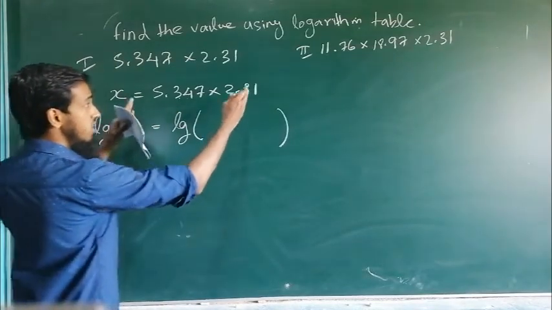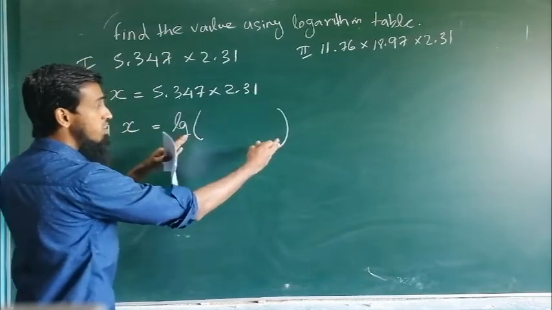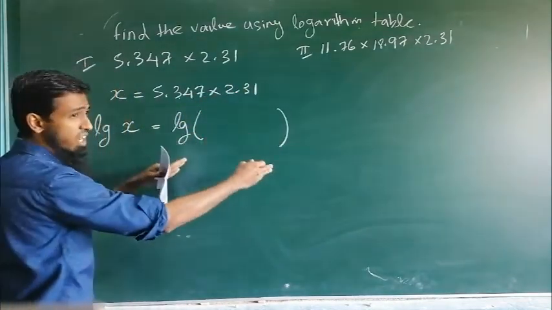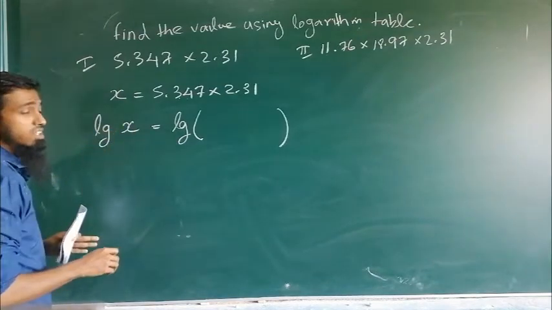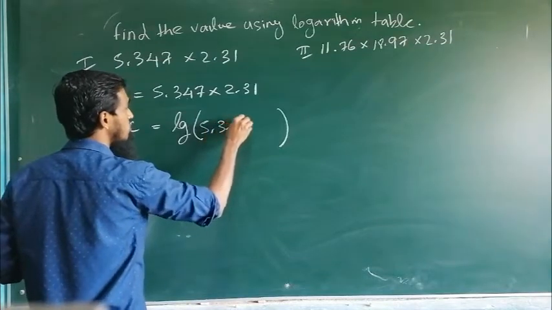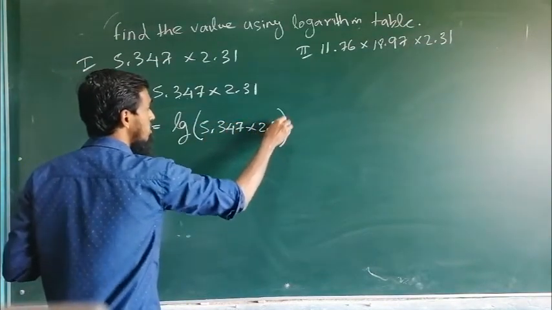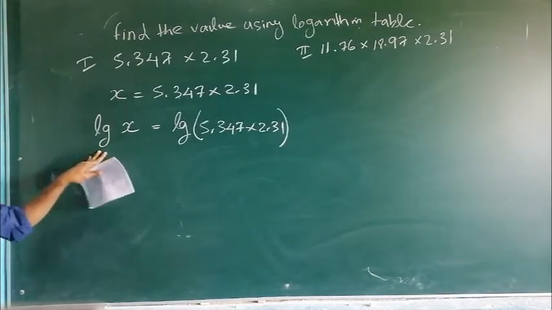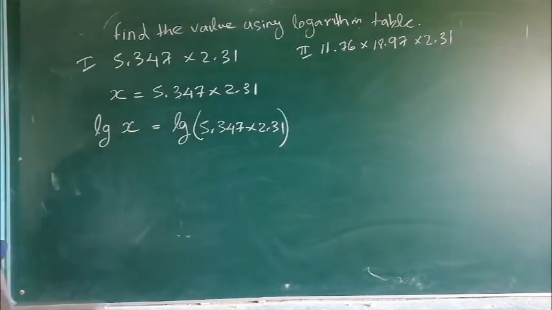The given numbers, all set within brackets, write as: before the bracket you write an lg mark. So lg of 5.347 into 2.31. This is a very basic step. If you ignore these steps, you will have trouble in the other parts of the section.